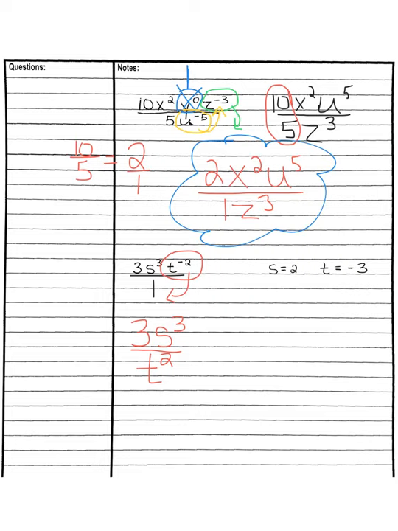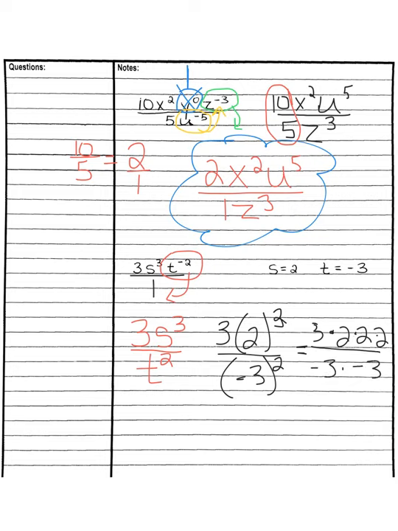And now it's just a matter of substituting. So we have 3, and then the letter s is 2. So I plug in, oops, that's a 3, sorry. Plug in a 2 for that s. And t in the bottom, remember we always substitute with parentheses. And so the top of this is really just saying 3 times 2, 2, and 2. And the bottom is saying a negative 3 and a negative 3.